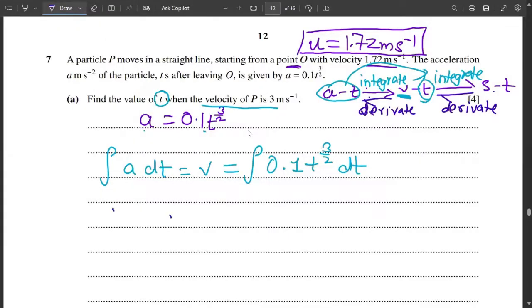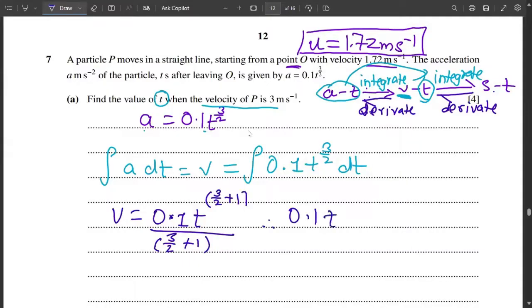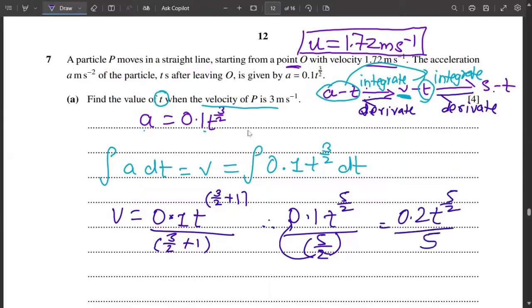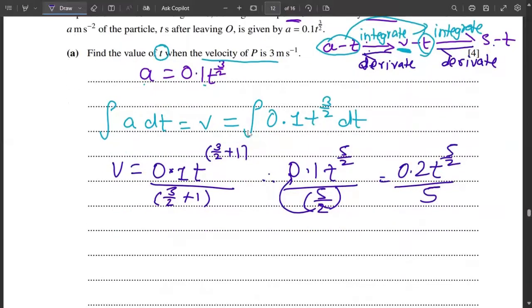So velocity will equal 0.1 t raised to 3 upon 2 plus 1, upon 3 upon 2 plus 1. Therefore, 0.1 t raised to 5 upon 2, upon 5 upon 2. Now this 2 will go up. Therefore, 0.2 t raised to 5 upon 2, upon 5. Now we know, plus c.